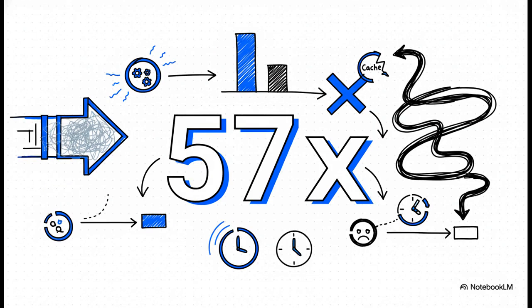And then there's the speed. 57 times faster. I mean, just let that sink in for a second. We're talking about a system with smart, cache-aware scheduling delivering the first word of a response 57 times faster. That's the difference between an AI that feels like magic and one that just feels slow.